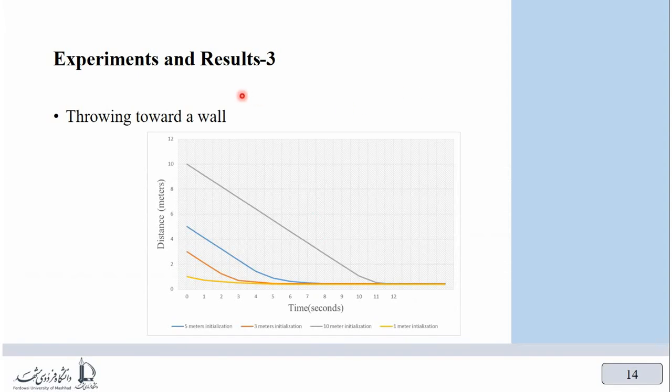In the first experiment, we decided to throw our drone with an initial velocity toward the wall and measure its ability to avoid the collision. So from 1 to 10 meters initialization, we have this diagram that shows that in less than 11 seconds, our agent is able to stop at a safe distance from a wall.